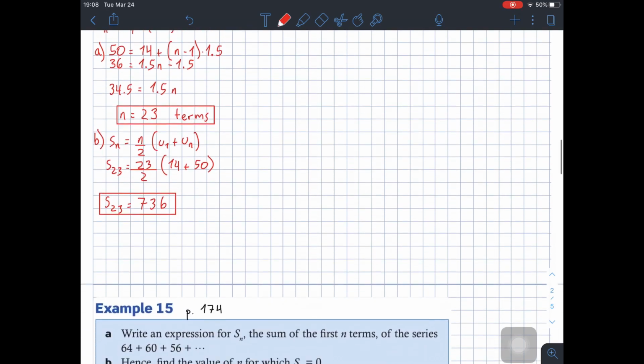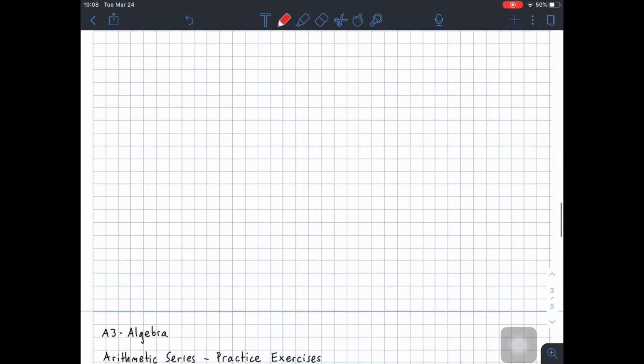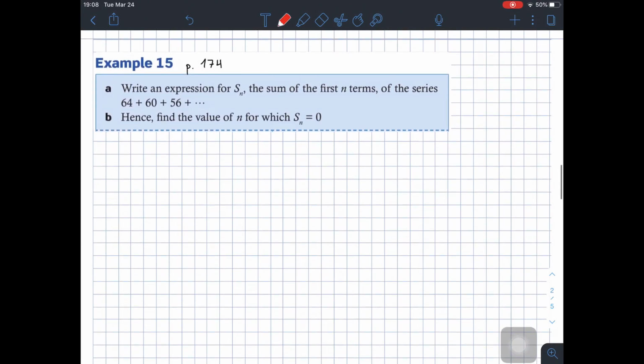Okay? Let's move on with this exercise. I think this is the last one, yes. So, part A. Write an expression for S of n, the sum of the first n terms of the series 64, 60, 56. So once again, we need to first try if this is an arithmetic sequence. So we're going to find the common difference. 60 minus 64 is negative 4. 56 minus 60 is also negative 4. So this is an arithmetic sequence with a common difference of negative 4.